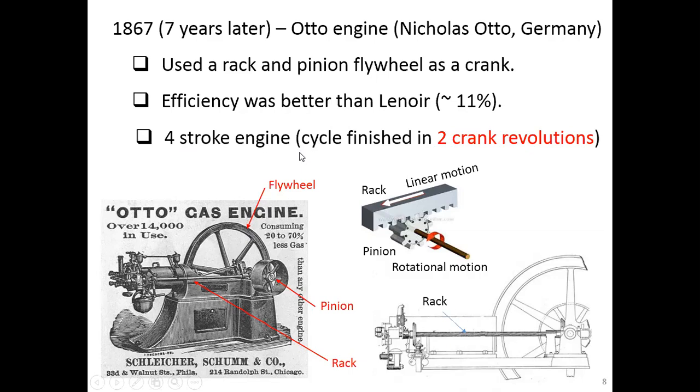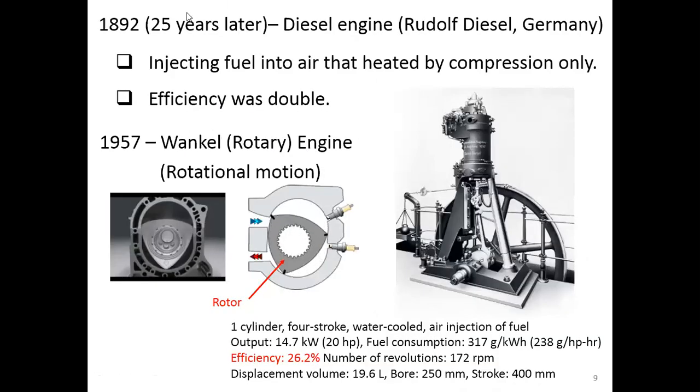Okay, so it's a 4-stroke engine, and as I already mentioned, it has a higher expansion ratio. So the efficiency was better than Renault's. It's about 11% at that time. And then 25 years later, in 1892, another engineer from Germany called Rudolf Diesel invented the diesel engine.